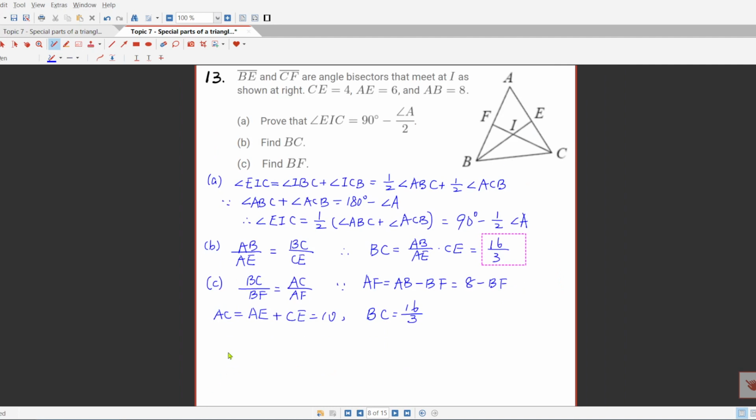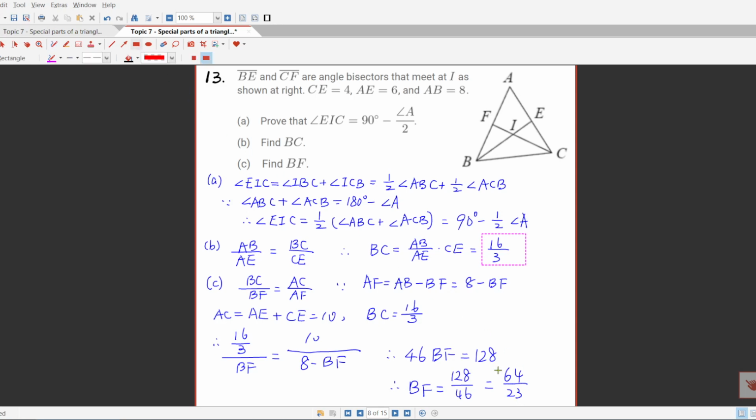Then we could have 16 over 3 over BF equals 10 over 8 minus BF, right? So basically you have an equation in terms of BF. Of course, you can find BF, right? Therefore, to simplify this equation, will give you 46 BF equals 128. And eventually you can solve BF is 128 over 46, which is 64 over 23. Simplest form.